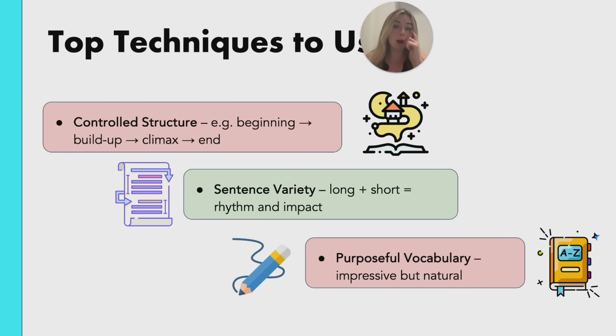Then we want to have purposeful vocabulary. What I mean by purposeful vocabulary is it's impressive, but it's natural. So you're not just putting in words to put them in. You're not just putting in similes and metaphors to put them in. It makes sense and it adds to what you're talking about. So, for example, when we were saying earlier, a really basic idea of a simile is 'as fast as lightning'. You wouldn't just put that in if you were just talking about anything, like, oh, he walked as fast as lightning. That doesn't really add as much.